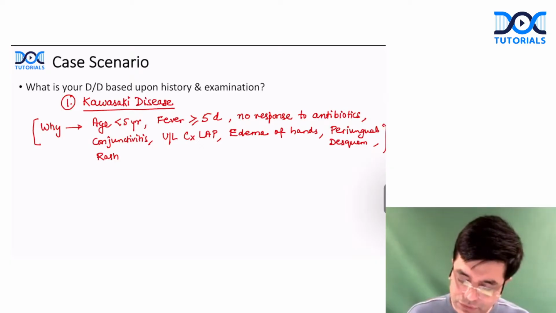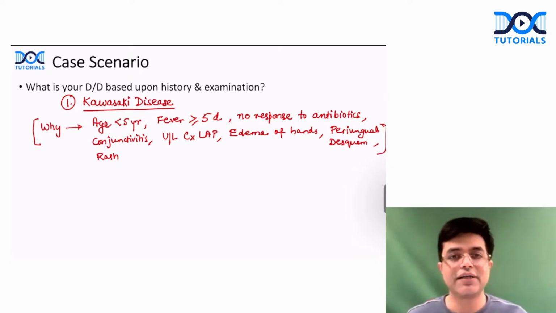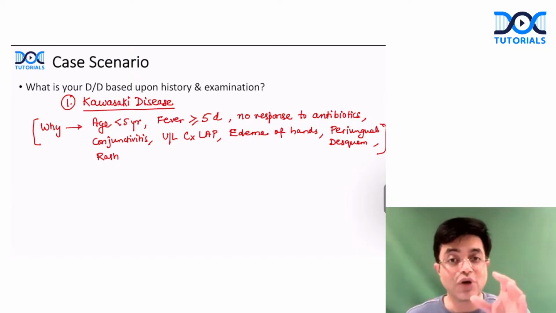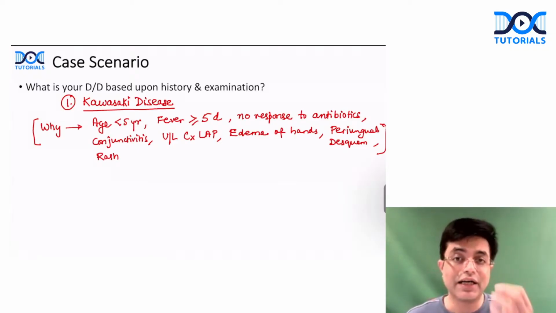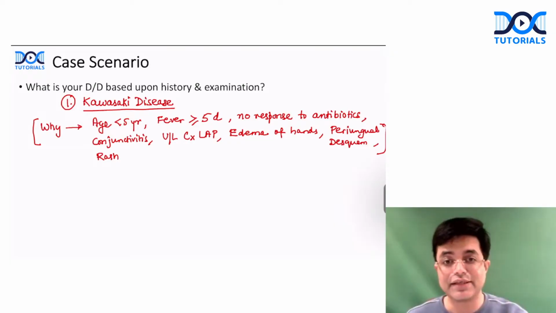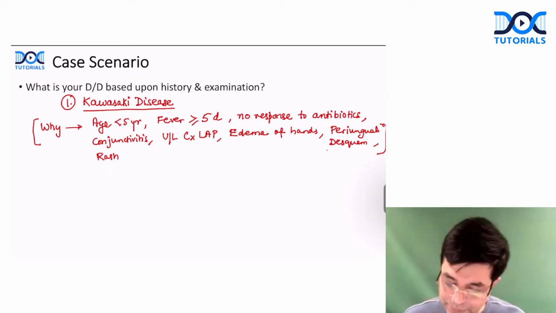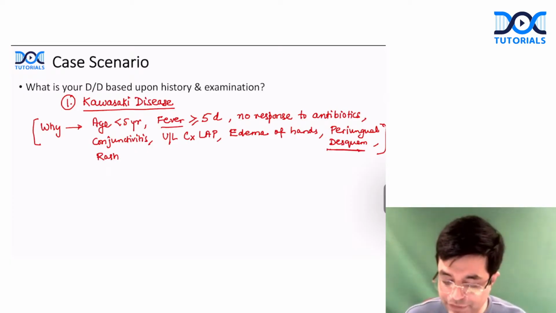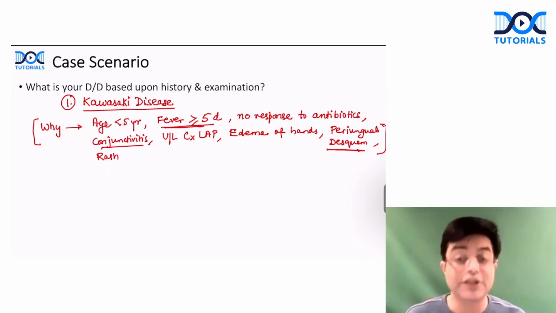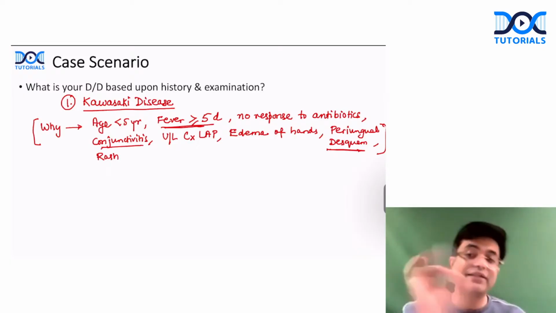Now, the interesting thing to note is some people will say, sir, strawberry tongue is not mentioned. Strawberry tongue is not always present in Kawasaki disease. Please understand that. I've seen many residents start thinking, sir, fever is there, but strawberry tongue is not there, should we think of Kawasaki? Yes, you should think of Kawasaki, because periungual desquamation and fever lasting 5 days or longer, along with ocular symptoms, is sufficient to raise the suspicion.